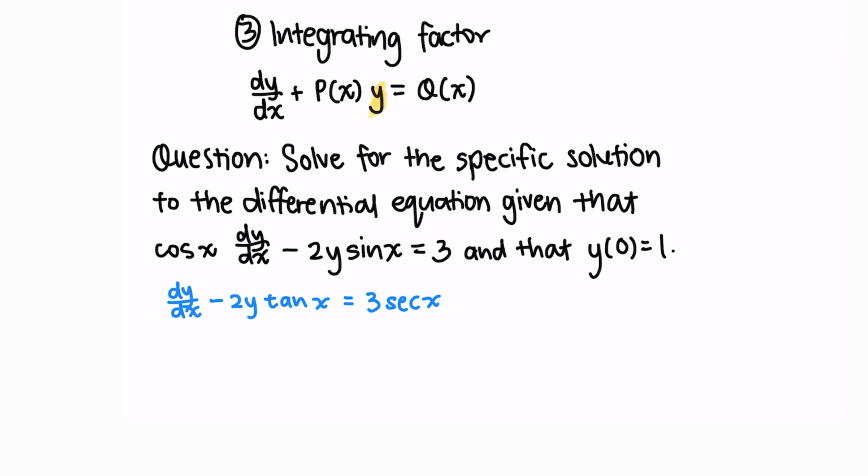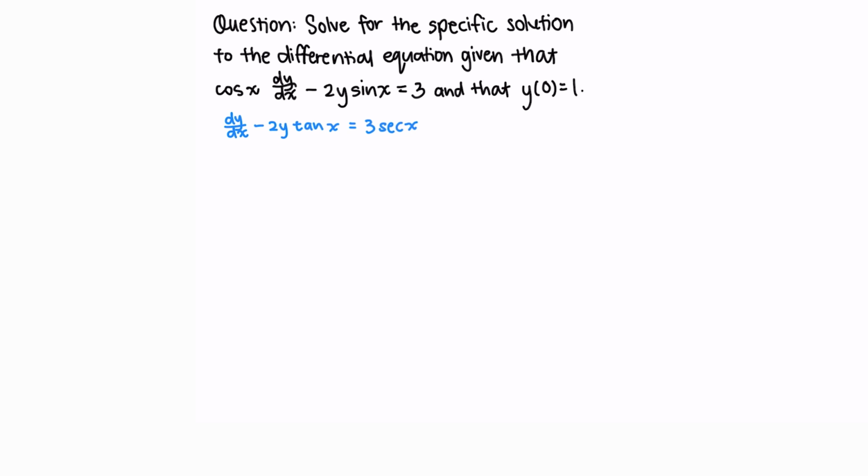Now if you look over here, we have the y, the dy over dx. And then we have px, which is just negative 2 tangent x. And finally the qx, this function of x, 3 secant x. Now what are we going to do to solve this? As the name suggests, we need to use an integrating factor.